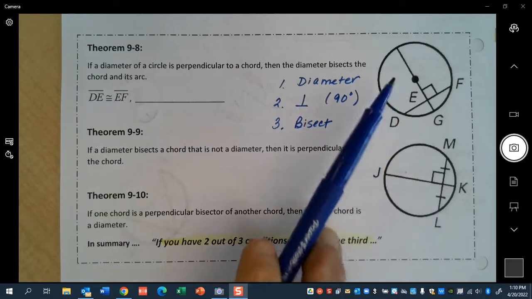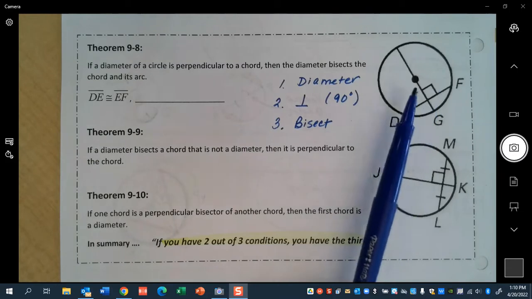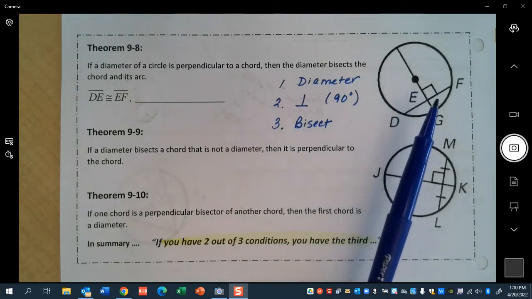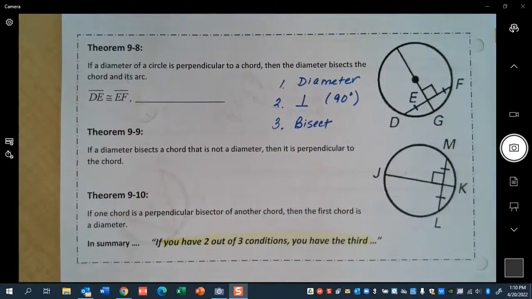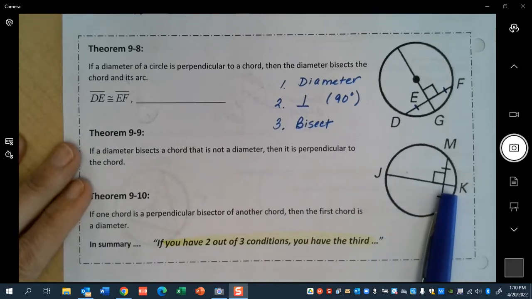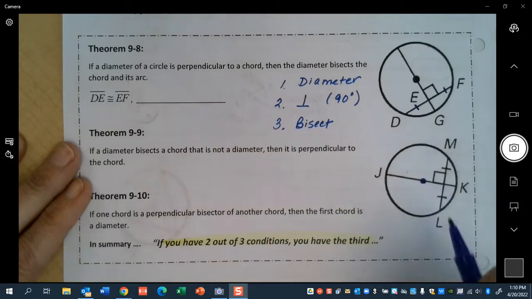When you look at each of these circles, you have 2 of those 3 things. Do you see the diameter? Do you see the right angle? Then you know that this segment is bisected. That's your therefore. Come down to this one. Do you see the bisected? Do you see the 90 degrees? So now you know that this is a diameter that goes through the center of the circle.